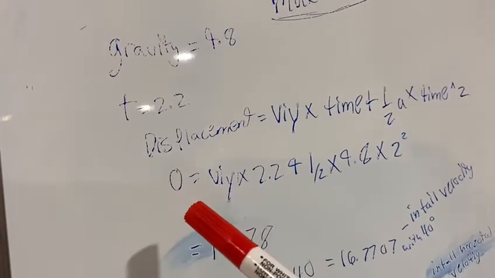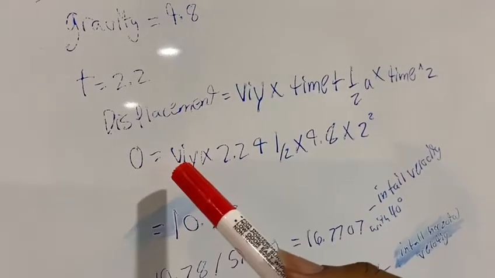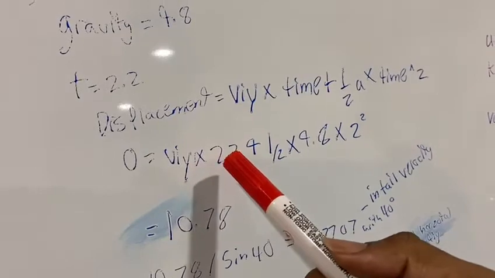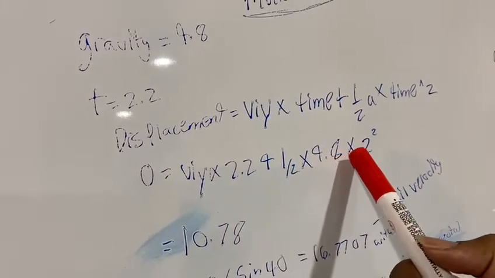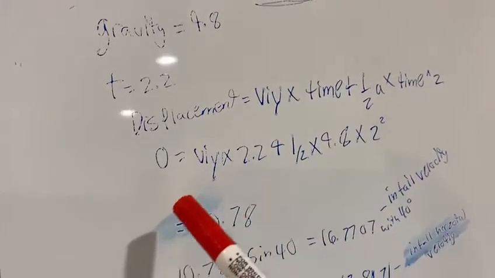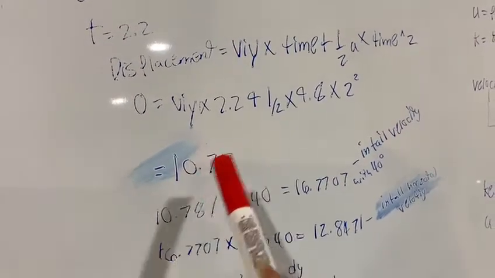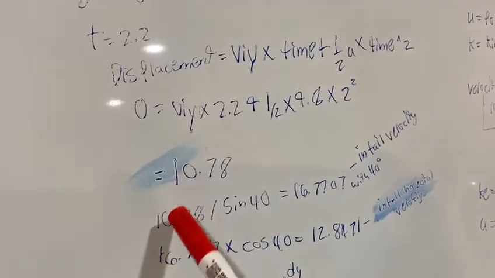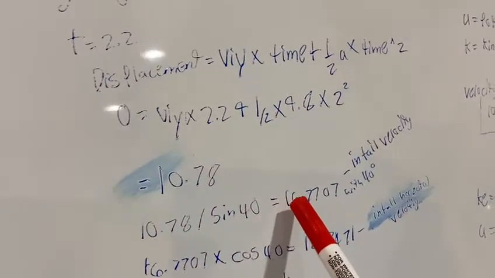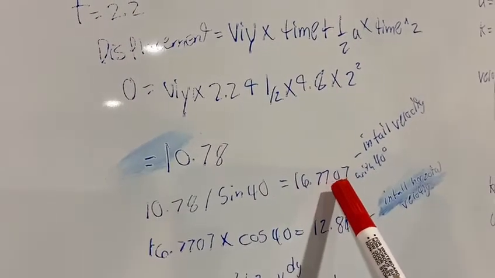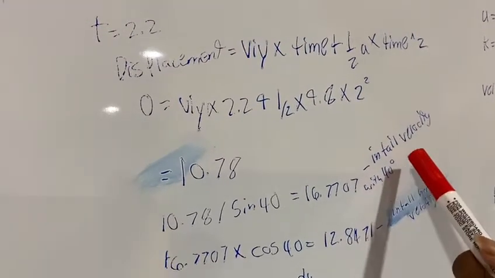Then you would take that equation and you would plug in all the numbers that you have available, which is 0 equals VIY times 2.2 plus 1 over 2 times 9.8 times 2 squared, which eventually, after doing it all, you would get 10.78. Then you would take the 10.78, the answer, and do it sin divided by sin 40, which will get you the answer of 16.7707, which is initial velocity with 40 degrees.